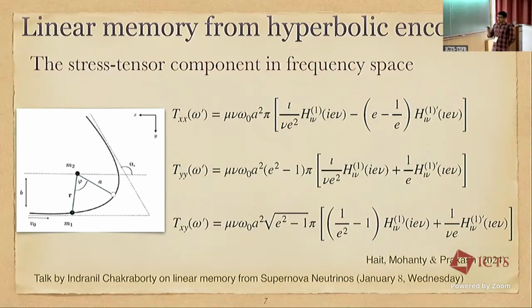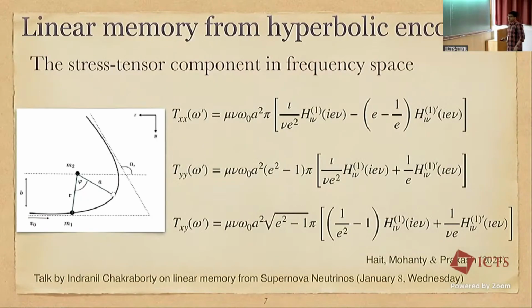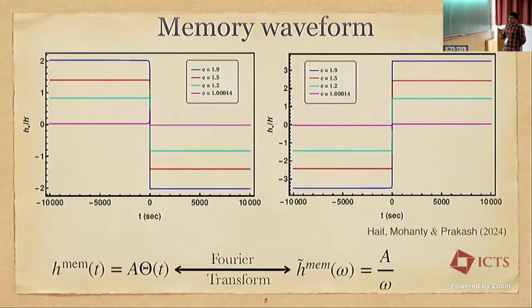Okay. Now next week on January 8, Indranil Chakraborty will discuss the linear memory from supernova neutrinos, from another source. Now with this stress tensor in the frequency space, we can estimate the memory waveform in the frequency space. Then we do a Fourier transform, and this is the memory waveform in the time domain. This is the linear memory waveform for a hyperbolic encounter, how it looks in the time domain.